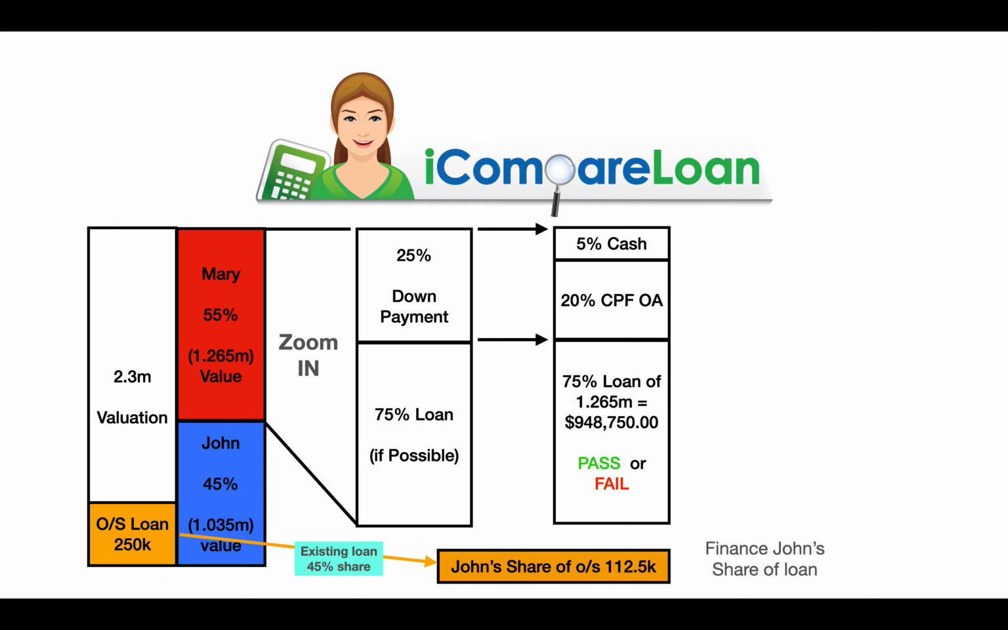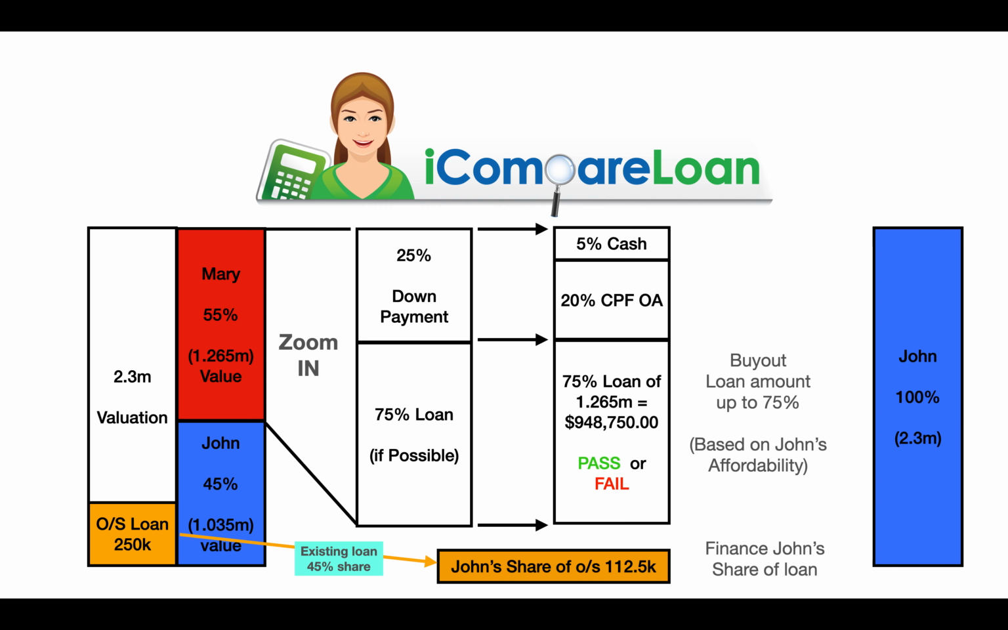So decoupling is not for everybody. There are cases whereby when they decouple, they don't have the affordability and they can fail, in which case decoupling would not be possible. So the buyout loan amount of up to 75% will be based on John's affordability. After completion of the buyout, John would be the mortgagor of the full property, owning 100% of the $2.3 million valuation of the property.